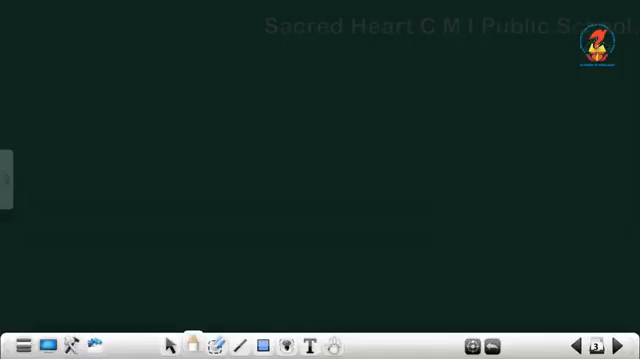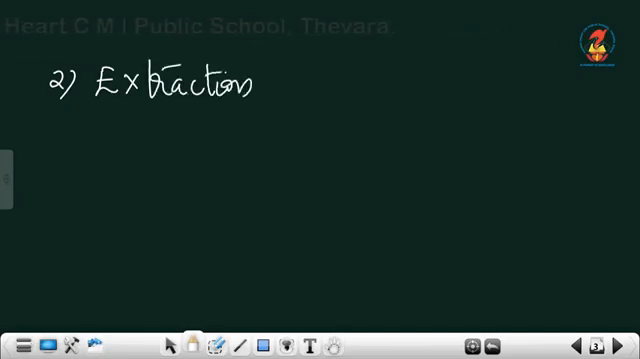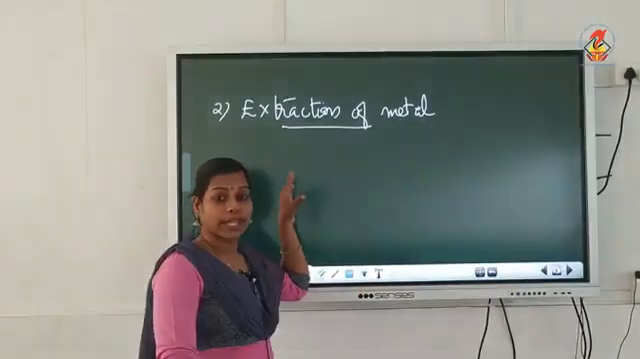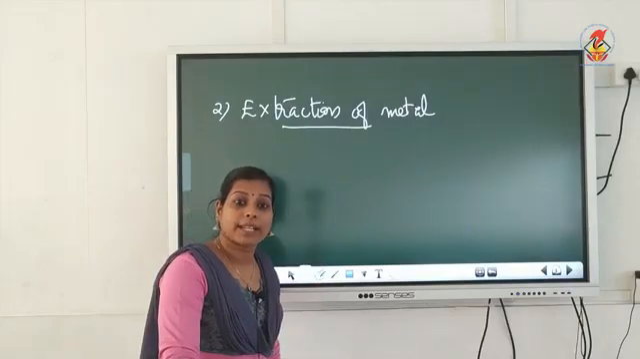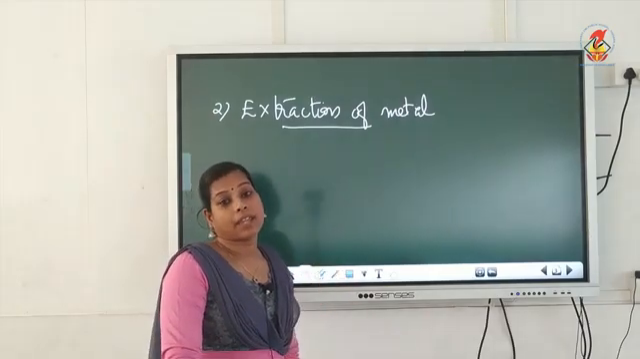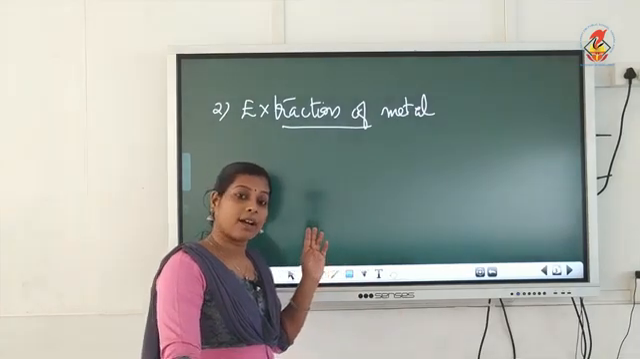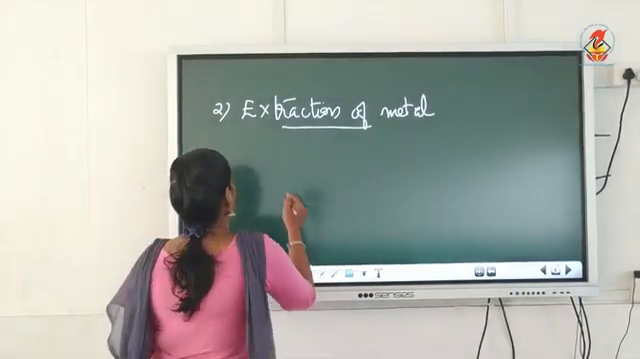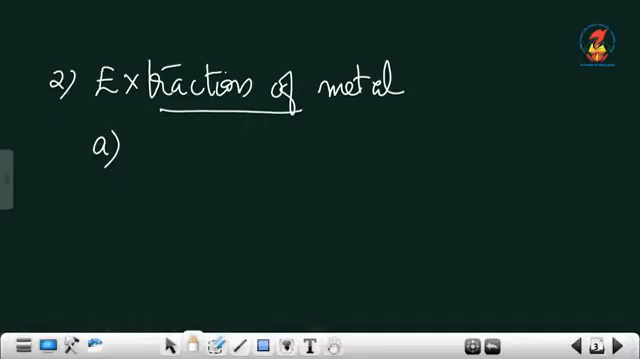Then moving to the second stage, we have already seen that it is the extraction of the metal. During the extraction of metal, depending upon the reactivity of metals, we are adopting different techniques. So we can see how the metals at the bottom of the reactivity series, or metals of the least reactivity, are separated from their ore. First we will take that category: during the extraction of metals, first we will see metals of least reactivity.